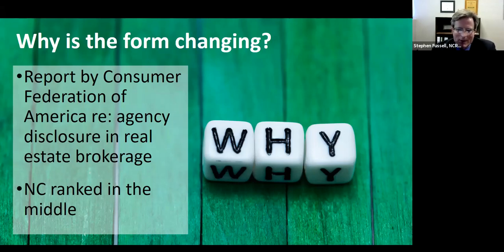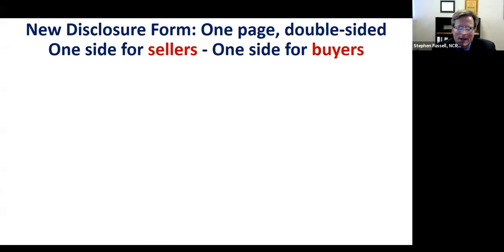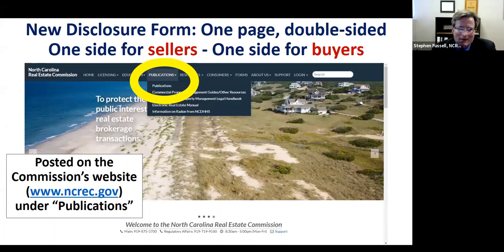And the Consumer Federation report indicated that agency disclosure forms can be improved, and they provided a list of recommendations for improving those forms. And so, of course, not wanting to be in the middle of the pack, our Real Estate Commission decided to go ahead and make some changes. And so we've come up with a one-page form, double-sided, where one page is for the sellers, one page is for buyers.